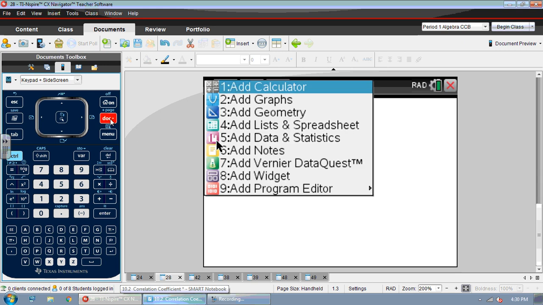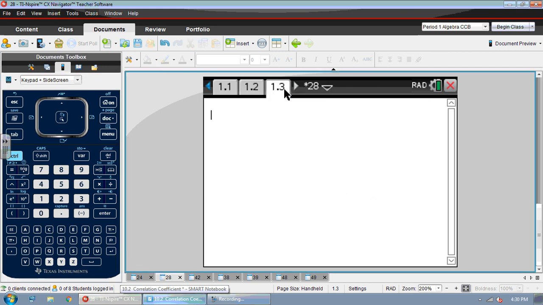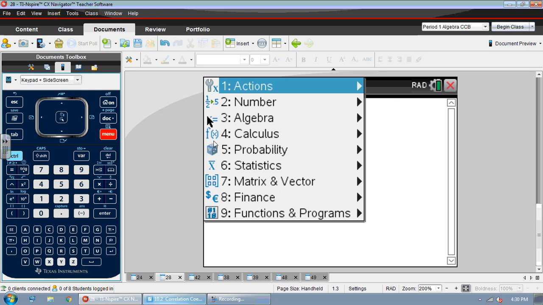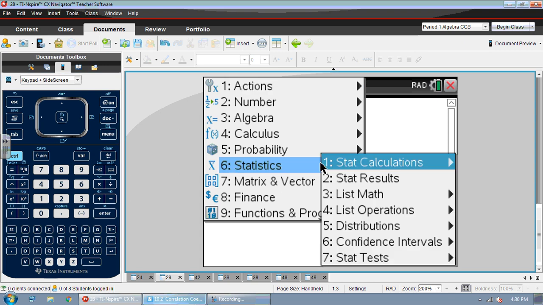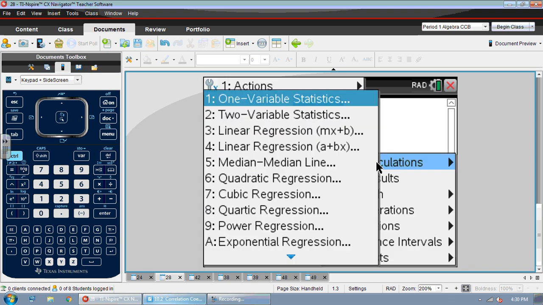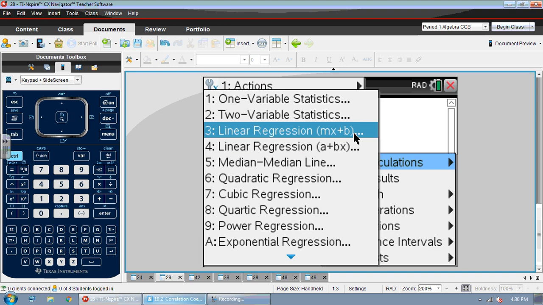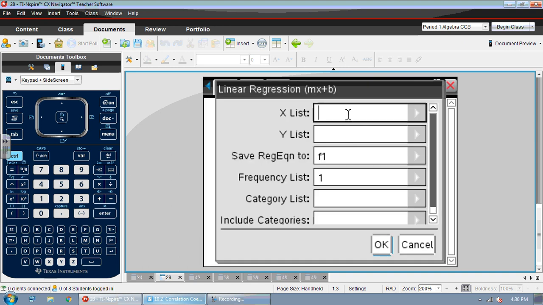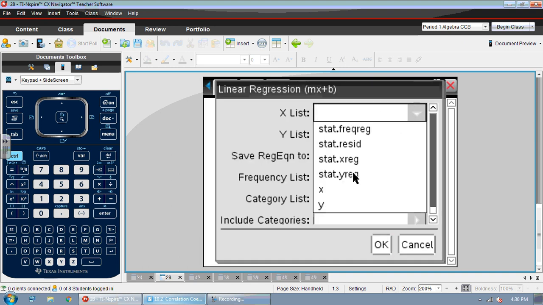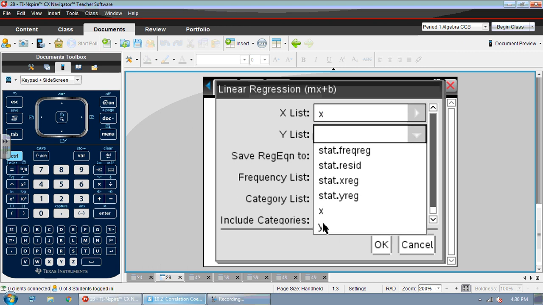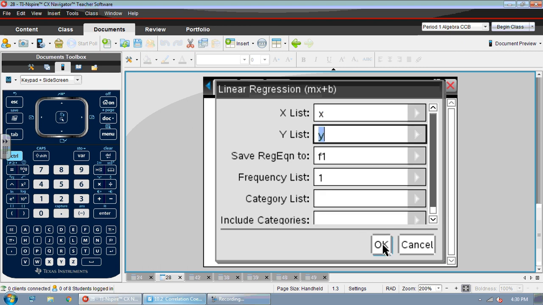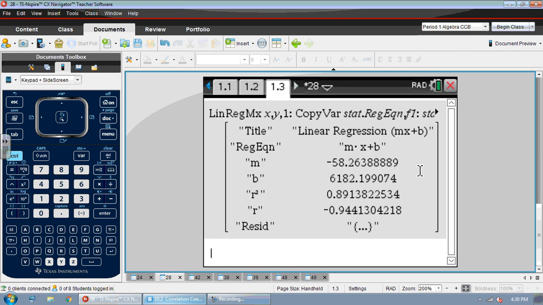I'm going to enter a new page, a calculator page. I'm going to go to Menu, Statistics, Stat Calculations, Linear Regression mx plus b. My x list is x, my y list is y. That's why we call it x and y. It makes it very easy. Hit OK. We can see the slope and y-intercept of our linear equation that we just got.